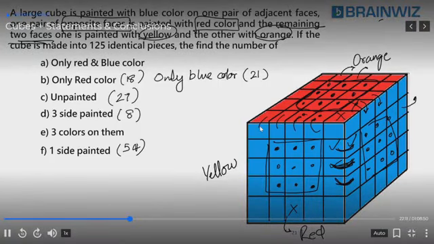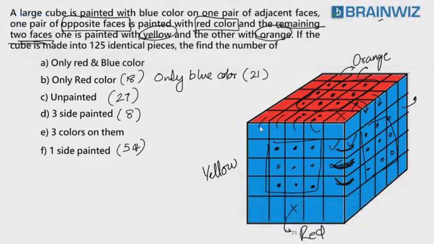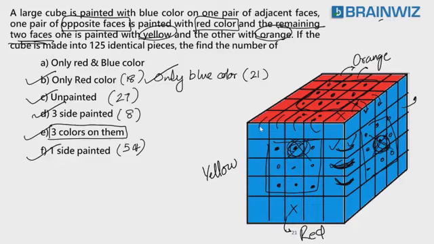Okay, everybody. Now, what is the question here? Everybody on the screen now. We have done this one, this one, this one. Now I'm going to the third question. 3 colors on them. Students, what are we supposed to do? 3 colors on them. Tell me, students, do you find 3 colors here only? No. Where will you find 3 colors?